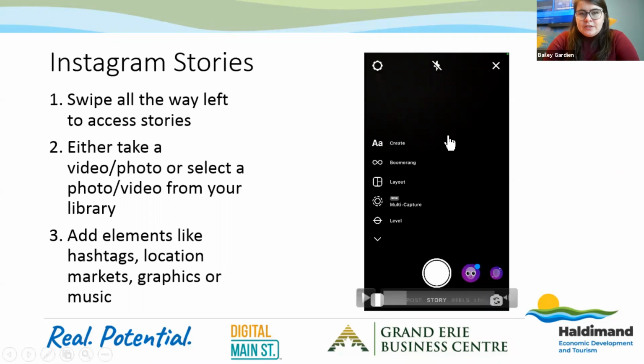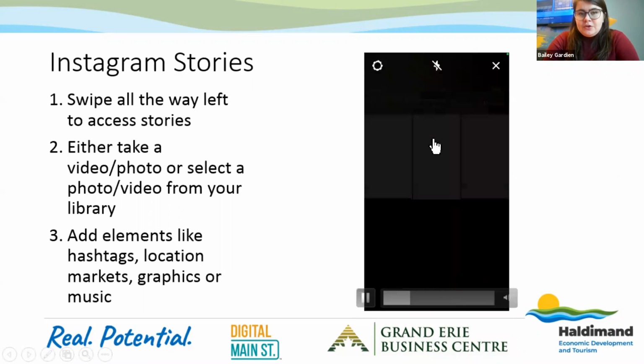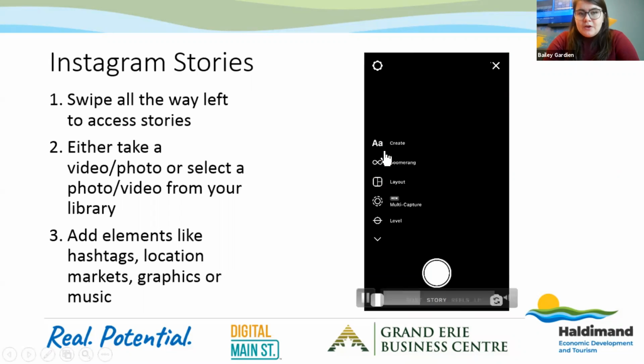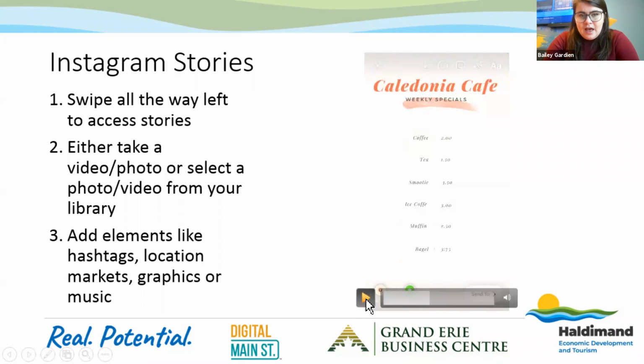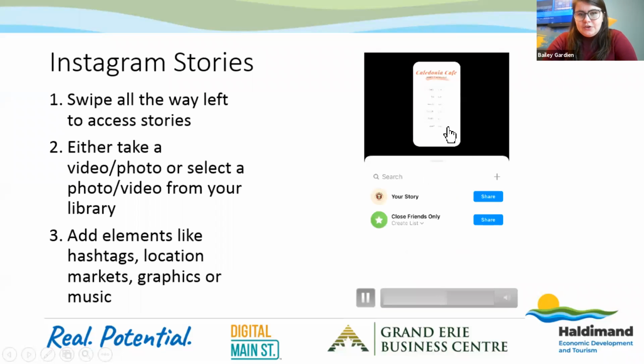So you're going to go into the story feature, and you're going to choose either a pre-made graphic, as I have here. I made this one on Canva as well, or you can go and take a photo or a video just by yourself. And I didn't do it here, but you can also add elements like hashtags, location markers, or even music onto your stories. And so once you've edited it, you're going to share it to the story on your page.